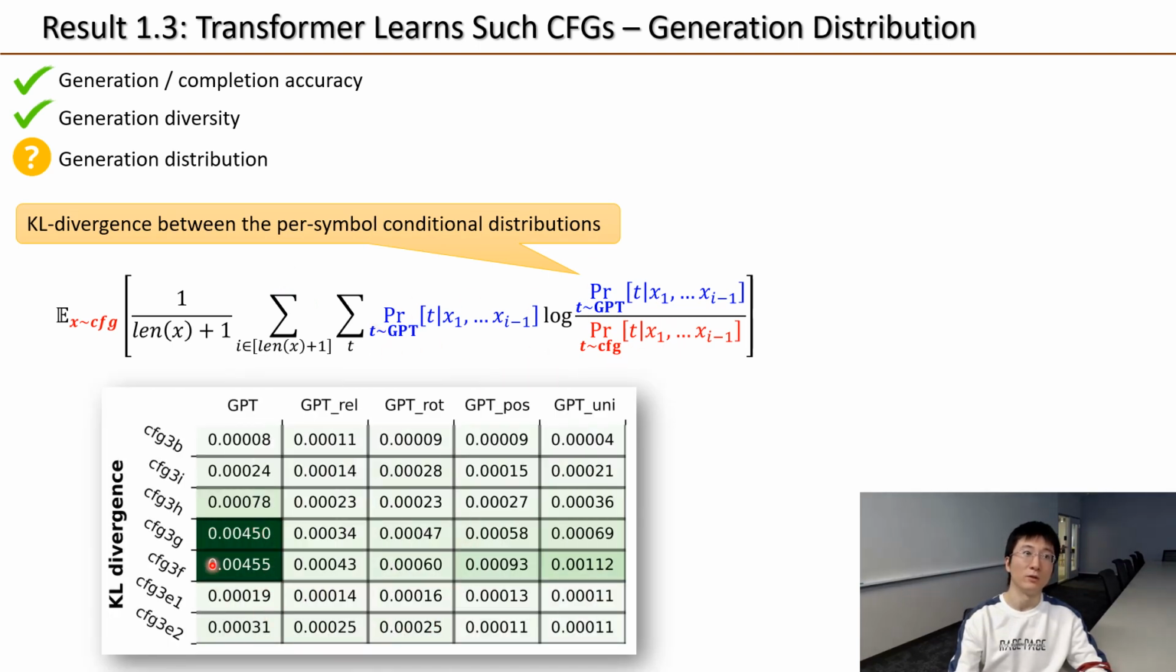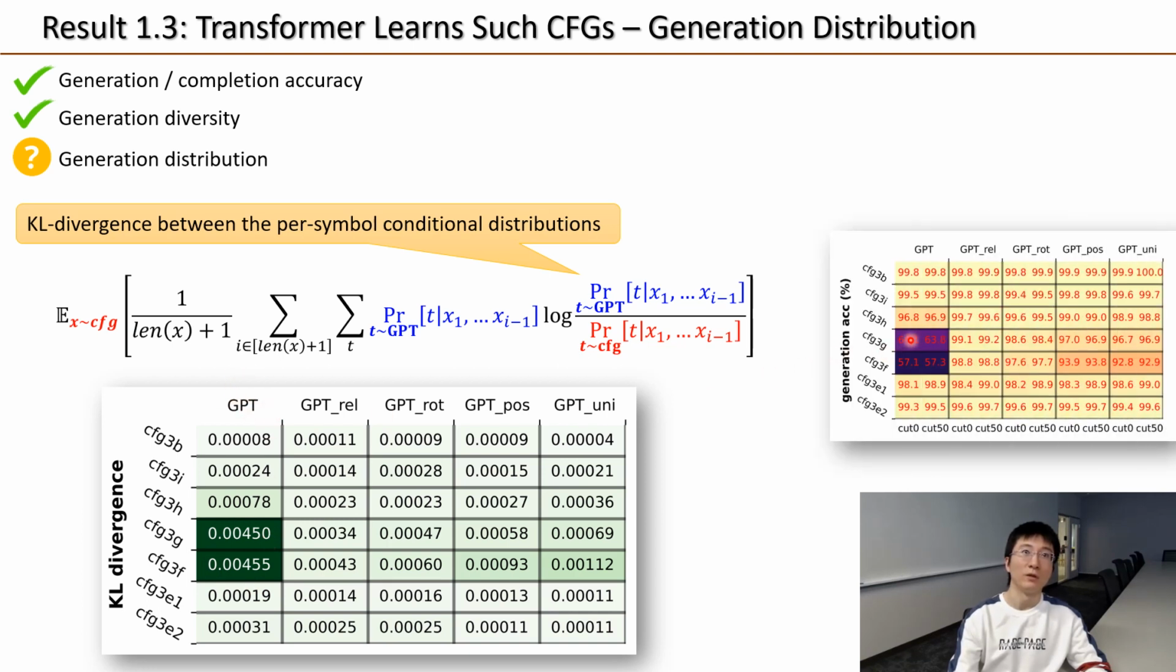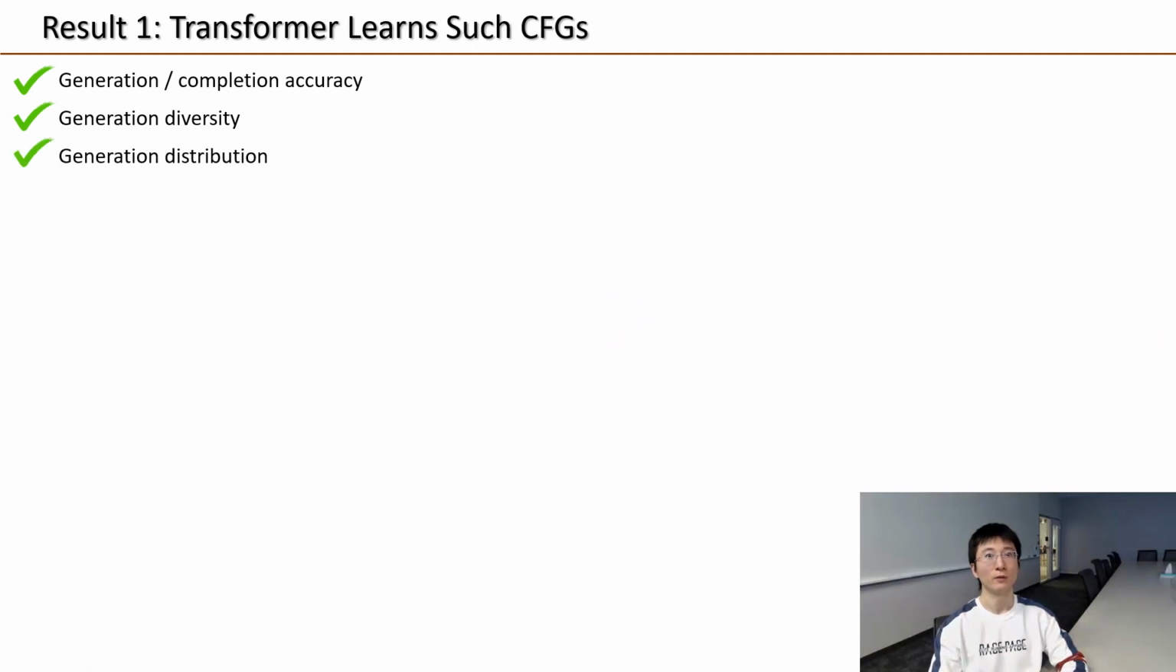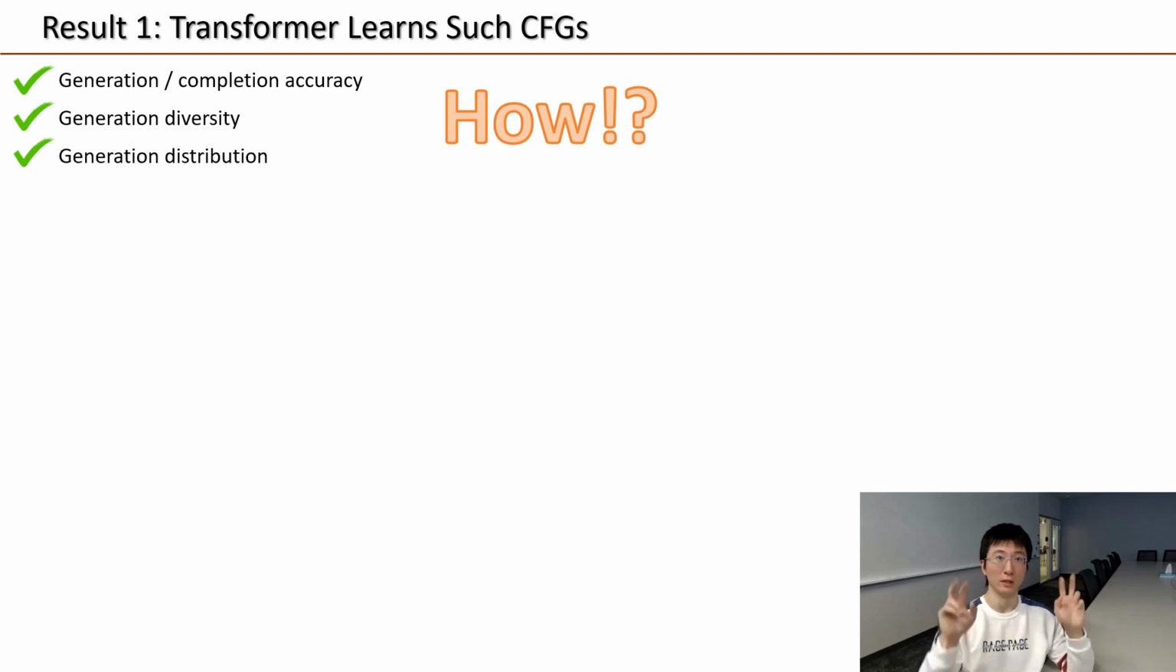Similarly, you can notice that if you use the vanilla GPT, then not only is the accuracy bad, but the KL divergence is also bad compared to the others, and so on. So this concludes the first result of the paper, that is, transformers actually learn such CFGs. For the remainder of the talk, we'll be focusing on the how part.